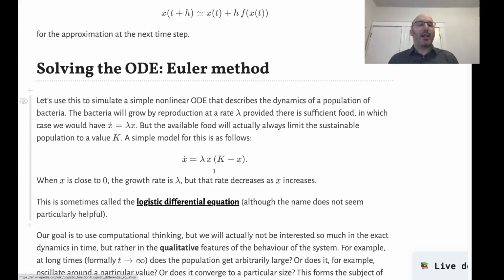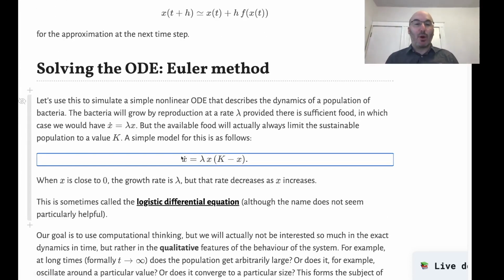Let's look at a particular differential equation. This is going to model the growth of a population of bacteria, for example. So initially, we might expect that the bacteria will grow with a particular growth rate lambda just because they keep reproducing. But actually, if there's a limited amount of food, which there always is in practice, then there'll be a maximum population k, which the medium can sustain. So a simple model of this is x dot equals lambda times x. Lambda is the initial growth rate, but then multiplied by k minus x.